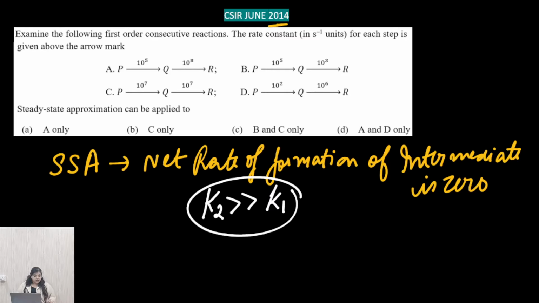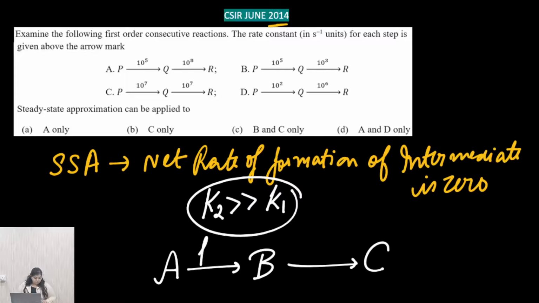What are K2 and K1? Suppose you have A going to B and it is going to C. A goes to B with the rate constant K1, and B goes to C with the rate constant K2. If K2 is much greater, that means a small amount of B would have been formed, and all the B that has been formed has converted to C only. At that point, SSA can be applied. So this is the condition.